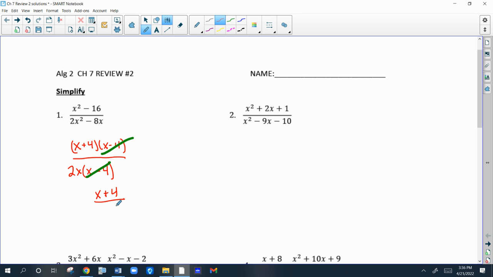That's one factor in itself, so don't cancel this x. And don't cancel with this 2 either, because x plus 4 is one single factor. So it's x plus 4 over 2x, and that's the solution.